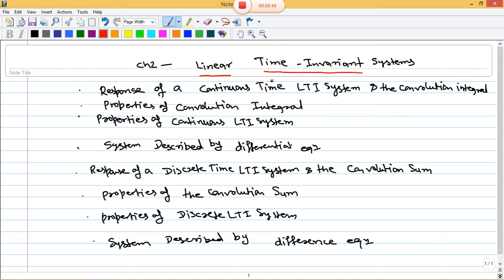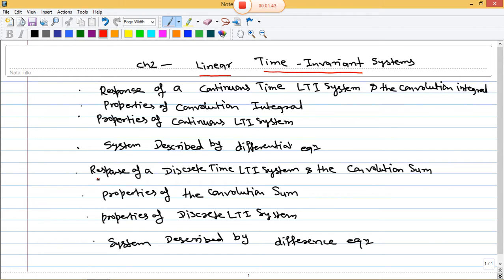operation. So first of all, we have to know what is convolution and what are the properties of convolution, integral or sum. In a continuous time system it will be integral, in a discrete time system it will be sum. So in this chapter we discuss the response of a continuous time LTI system and the convolution integral. Next is properties of convolution integral. Third is properties of continuous LTI system, and after that system described by differential equation, and in which condition the system is linear, time invariant, that I will check.